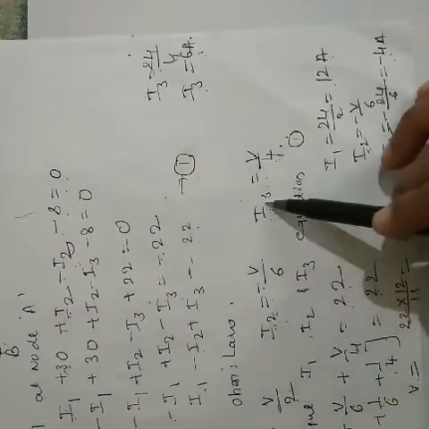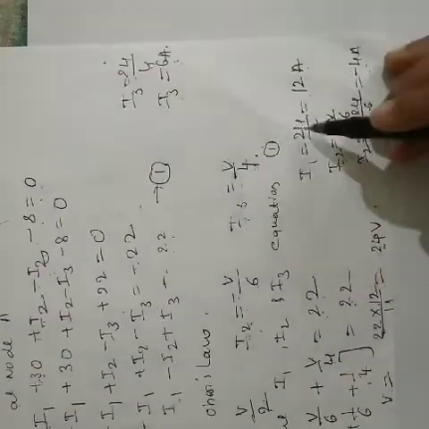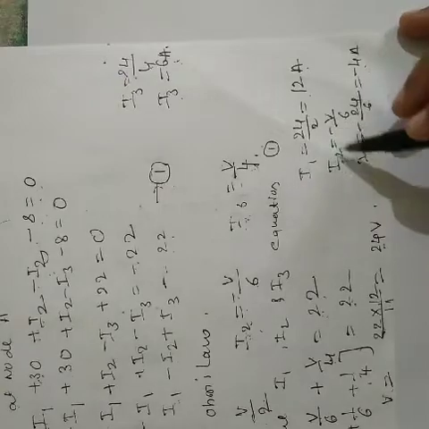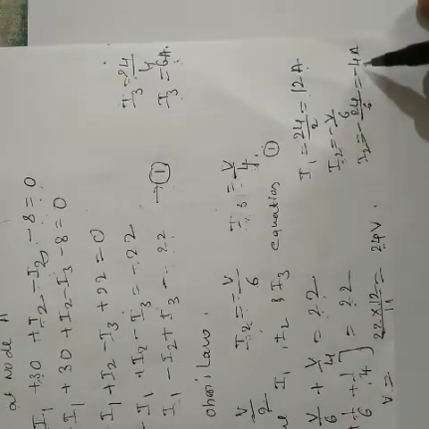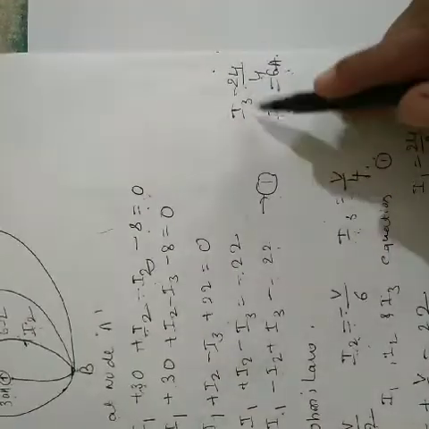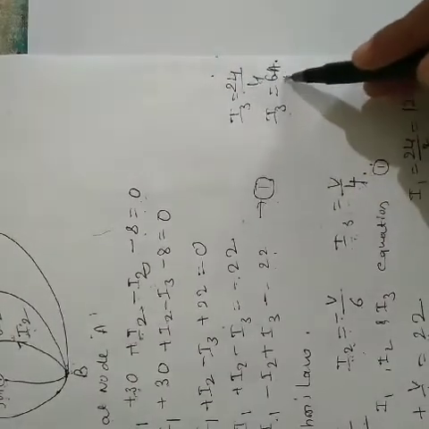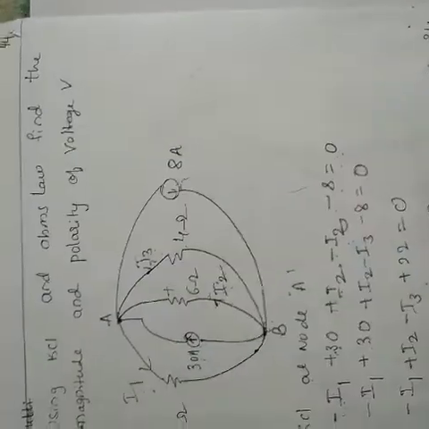Now you put it in the I1, I2 and I3 equations. Then I1 becomes 24 by 2, means 12 ampere. I2 is minus V by 6, minus 4 ampere. I3 is 24 by 4, means it is 6 ampere. This is your third problem.